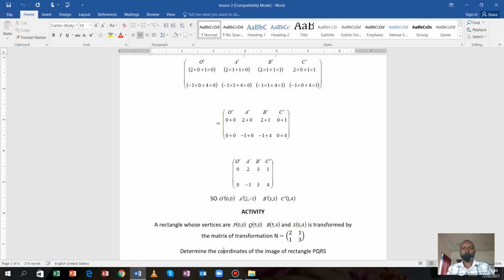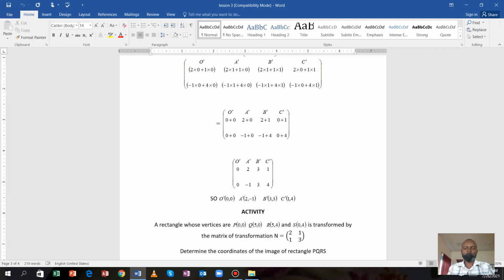But remember to write them again in what? In coordinate form. So what is O prime? 0, 0. A prime 2, negative 1. B prime 3, 3. C prime 1, 4. That's the coordinate form.